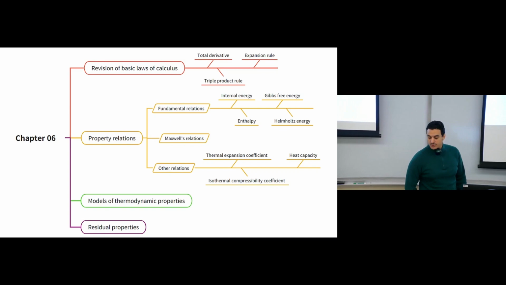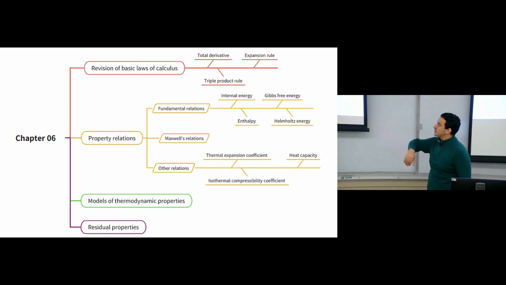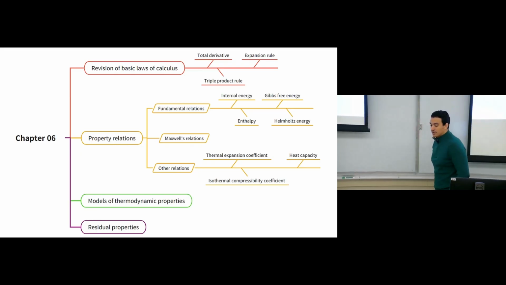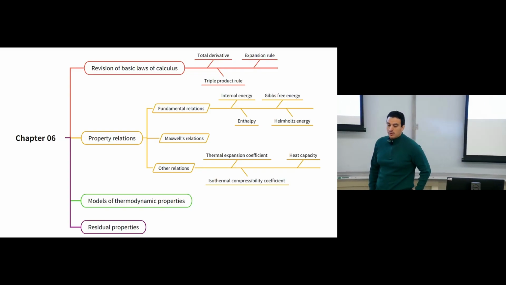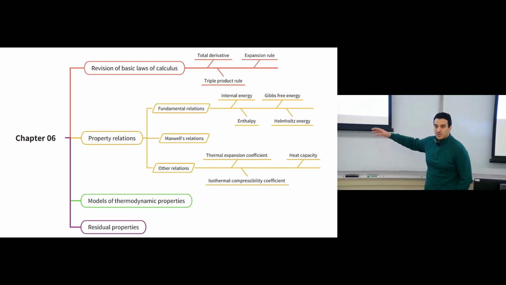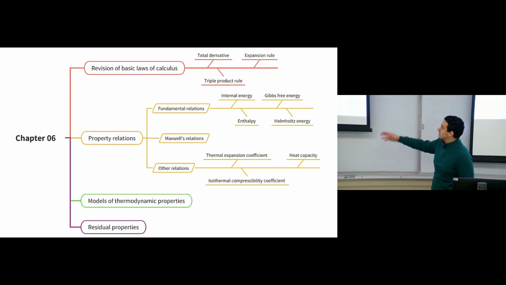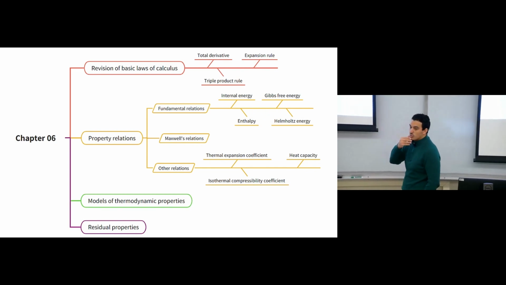Also, we have the property relations. These relations can be fundamental relations, Maxwell relations, or other relations that we have discussed before. For the fundamental relations, we have 4 relations: one for internal energy, one for enthalpy, one for Gibbs free energy, and one for Helmholtz energy. Then we have Maxwell relations. We will explain what type of relations these are. And then we have other relations, such as heat capacity, thermal expansion coefficient, and isothermal compressibility coefficient.